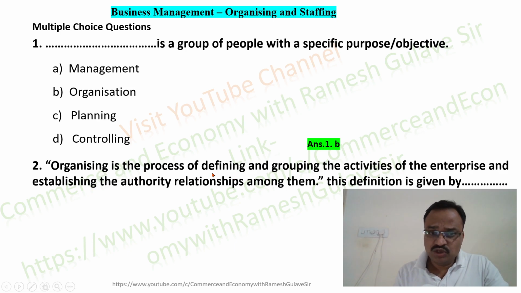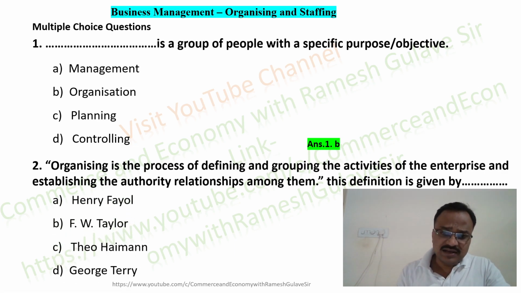See friends, whenever you want to memorize the definition and the author, you have to keep in mind certain keywords. So in this definition of organizing, you can identify some keywords like organizing is the process of defining and grouping. So these are the two keywords: defining and grouping the activities of the enterprise and establishing the authority relationship among them. So authority relationship, defining and grouping, okay, these are the keywords.